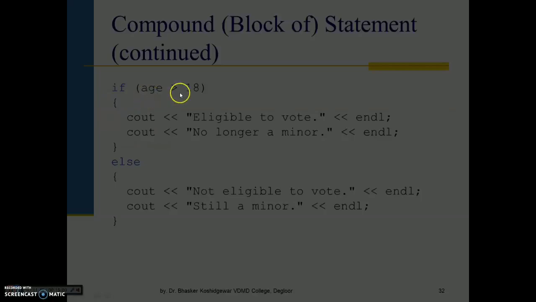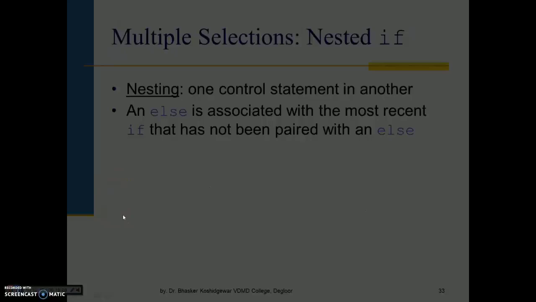If age is greater than 18, cout, the output statement, insertion operator, "eligible to vote." Cout, insertion operator, "no longer a minor." If the condition is false, meaning age is less than 18, then we show the message: cout, the output statement of C++, insertion operator, "not eligible to vote," and the second statement, "still a minor." These two statements written between the opening and closing braces are called a compound statement.